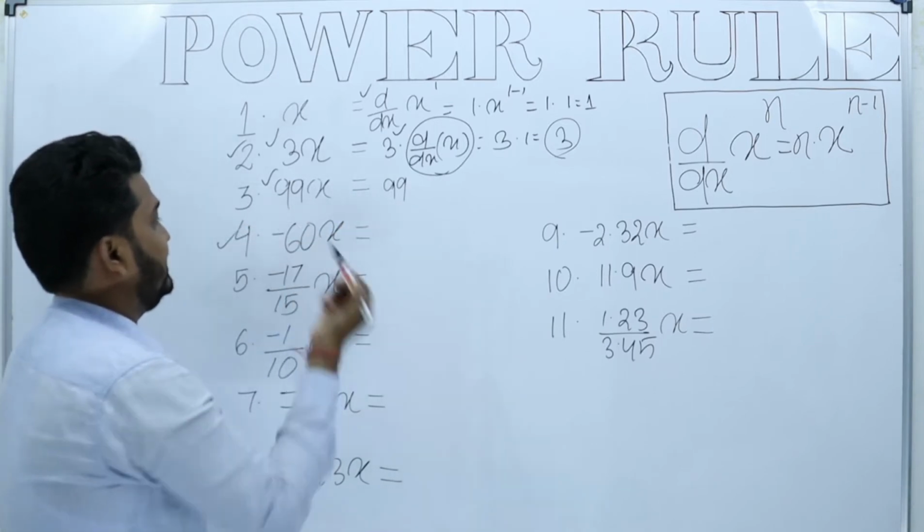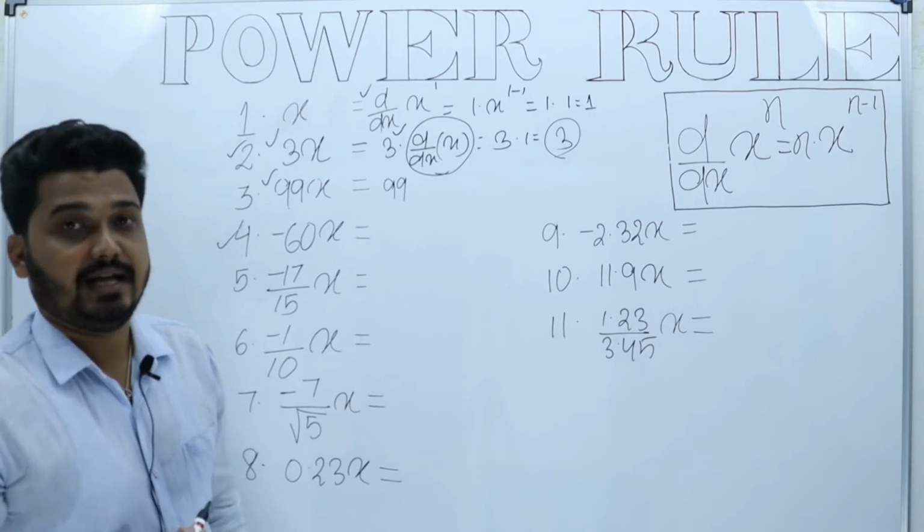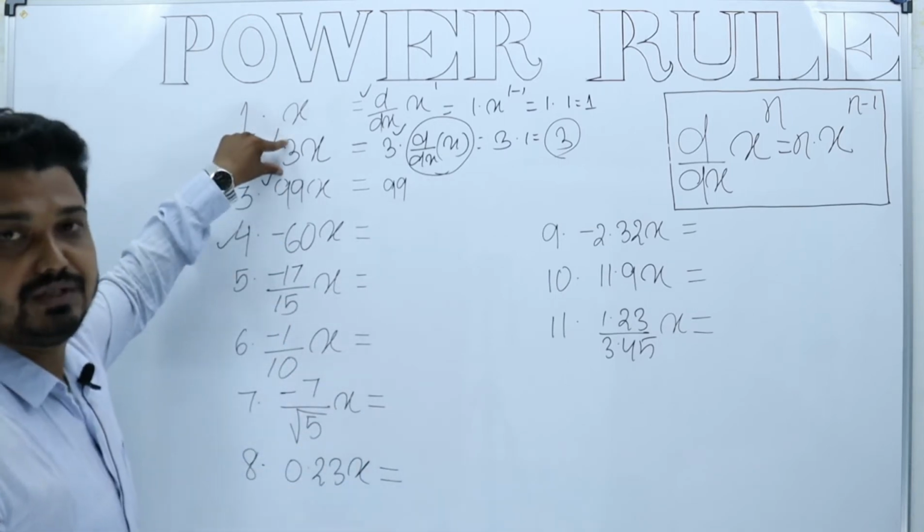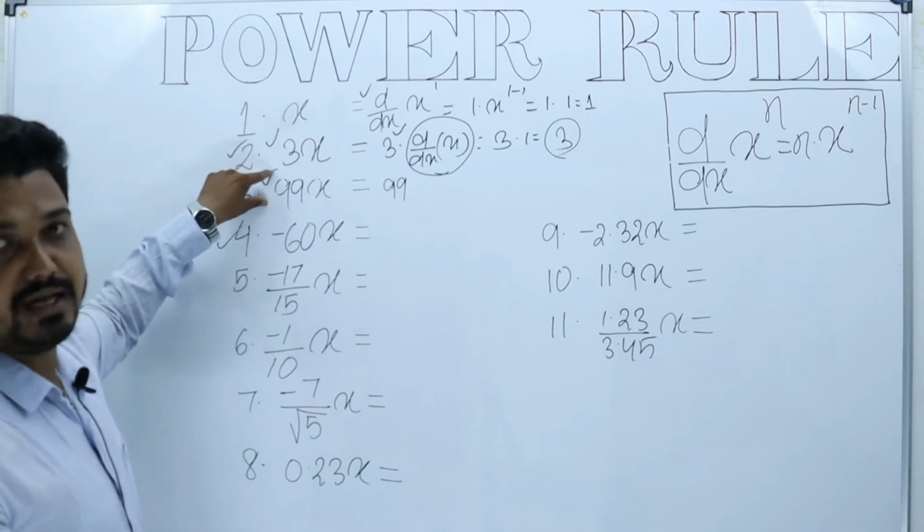This is the next question, minus 60x. We have to find the derivative of minus 60x. It is also the same as the question 3x, the same as the question 99x.